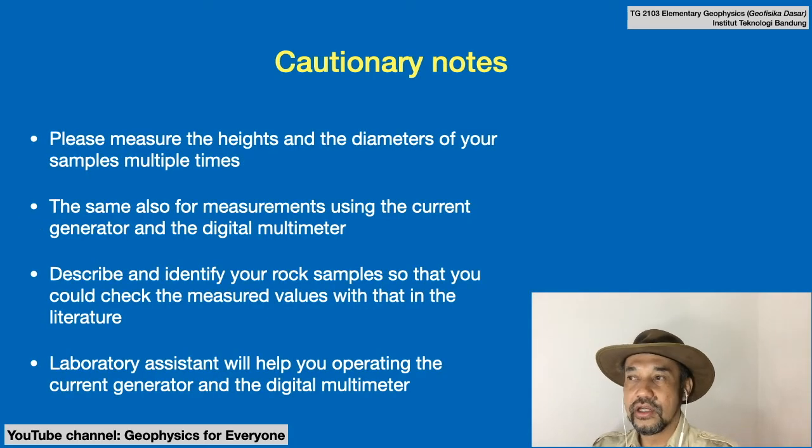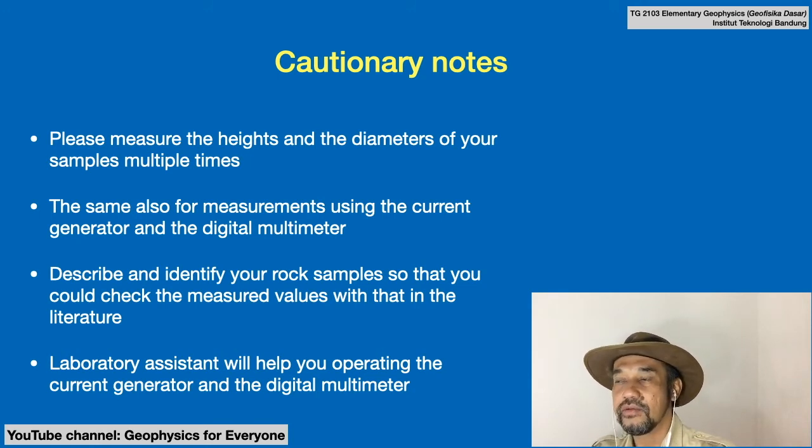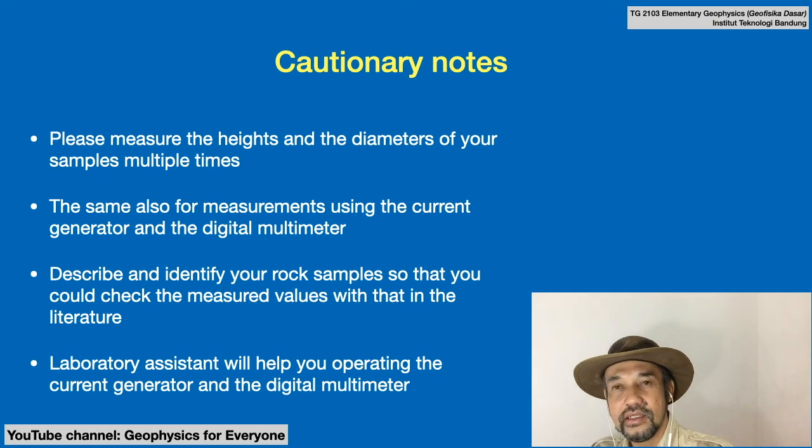There are some cautionary notes when it comes to measuring electrical resistivity. Again, please measure the heights and the diameter of your samples multiple times, and also the same for measuring the current and the potentials. The students are also required to describe and identify the rock samples so that they could check the measured value with that in the literature. The laboratory assistant will help the students to operate the instruments, so no worry about that, okay?